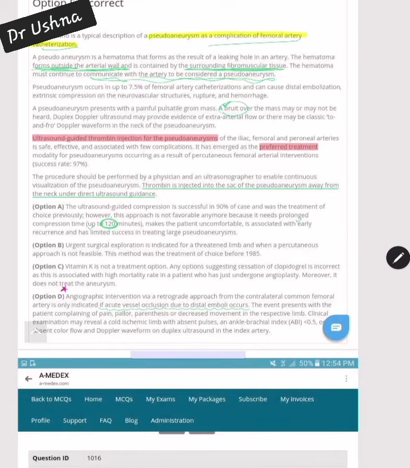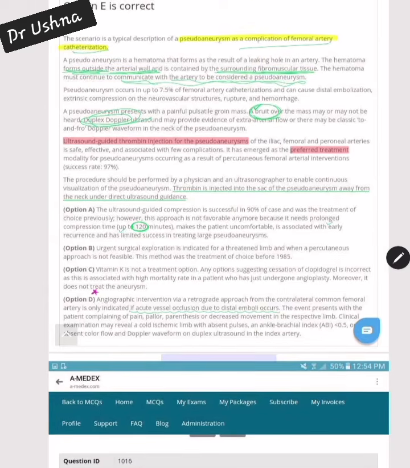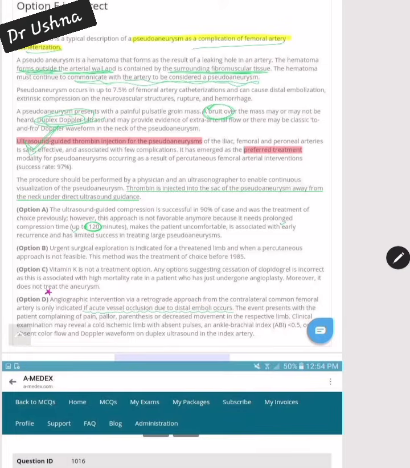For pseudoaneurysm, on examination you will find the bruit, on investigation you will find Doppler duplex ultrasonography, and on treatment you will give ultrasound guided thrombin injection. So these are the three important points in the diagnosis and management of pseudoaneurysm.